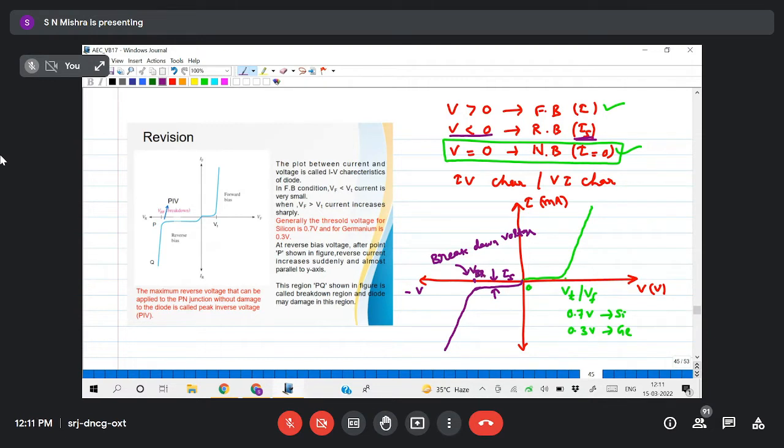VBR, and this region I can take as PQ. This PQ region is called the breakdown region.